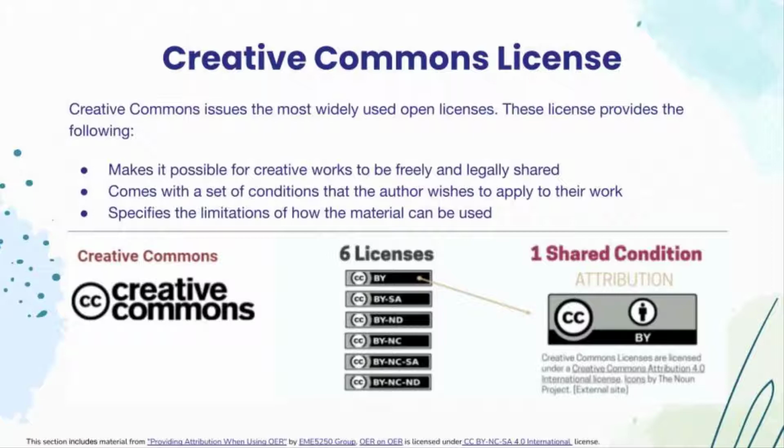The most widely used open licenses are issued through Creative Commons, a global nonprofit organization. They make it possible for creative works to be freely and legally shared. Each license comes with a set of conditions that the author wishes to apply to their work, and that specifies how the work can and cannot be used by others. But regardless of the license chosen, they all require you to meet one shared condition called attribution, marked by an icon of a person enclosed by a circle.